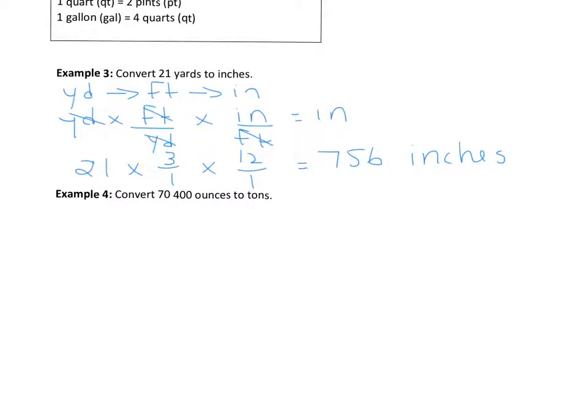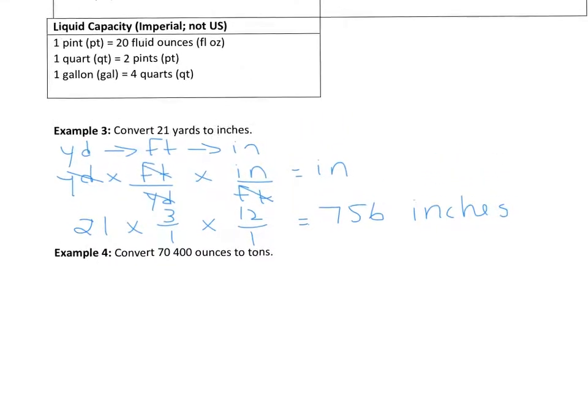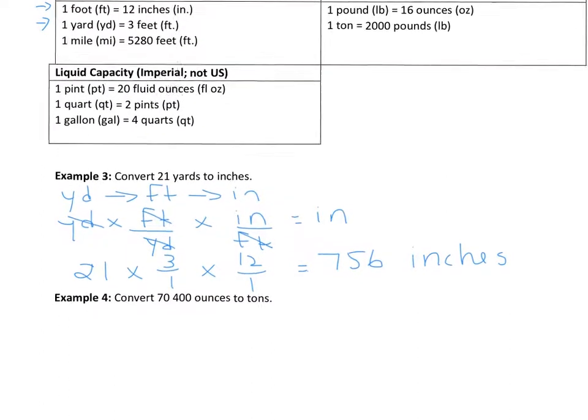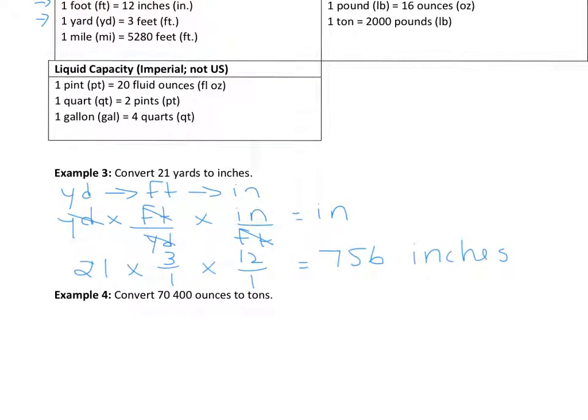Example 4. Oh, I want to see the chart if I can at the same time. There. Example 4, 70,400 ounces to tons. Okay, so I can see that ounces go to pounds and that pounds go to tons in those two top right-hand equations.